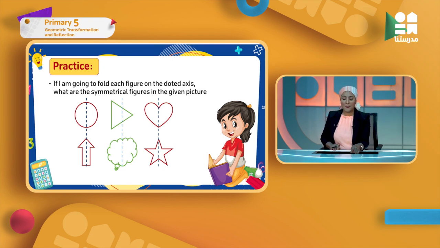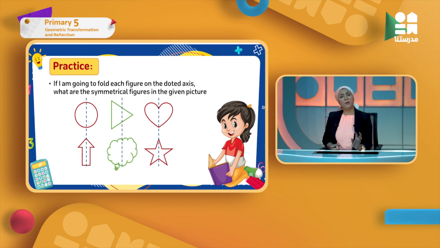Now the heart: the axis of symmetry that passes through the middle of the heart makes the two parts of the heart symmetrical. Now the arrow: also, the place where my axis of symmetry passes through the arrow makes the two parts of my arrow symmetrical. The cloud, of course, is not symmetrical because its two parts are not identical around the axis of symmetry. The star is symmetrical because the two parts of my star are symmetrical around this axis of symmetry.